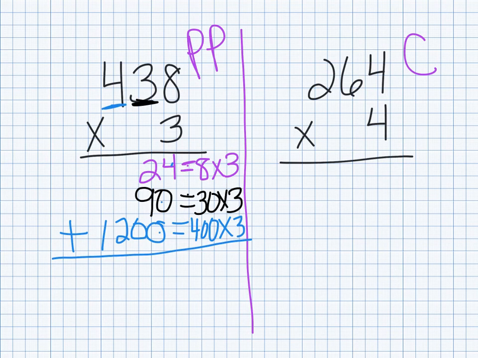4 plus 0 plus 0 is 4. 2 plus 9 plus nothing is 11. Carry my 1. 2 plus 1 is 3. And 1,314 is what I get.